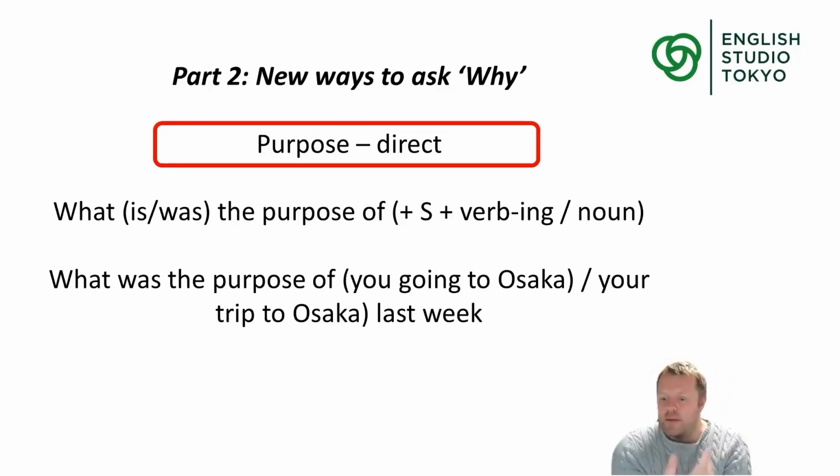Hey, so maybe you're asking your staff member, so what was the purpose of you going to Osaka? So you going to Osaka, or you can use a noun. Hey, what was the purpose of your trip to Osaka last week? So you can use a subject and an ing verb. If it's obvious that it's about you, then you can cut you. So what was the purpose of going to Osaka last week? It's obviously about you. What was the purpose of the team going to Osaka last week? Okay, clearly that's not you. That's a different topic, different focus.